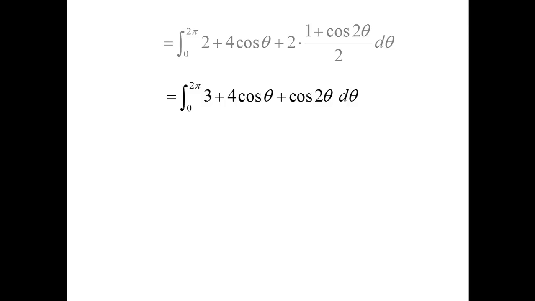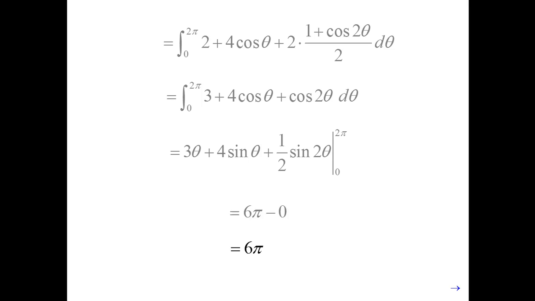And then if we integrate, go through, we get 3 theta plus 4 sine theta plus 1/2 sine 2 theta from 0 to 2 pi. Apply the fundamental theorem of calculus. We get an answer of 6 pi.